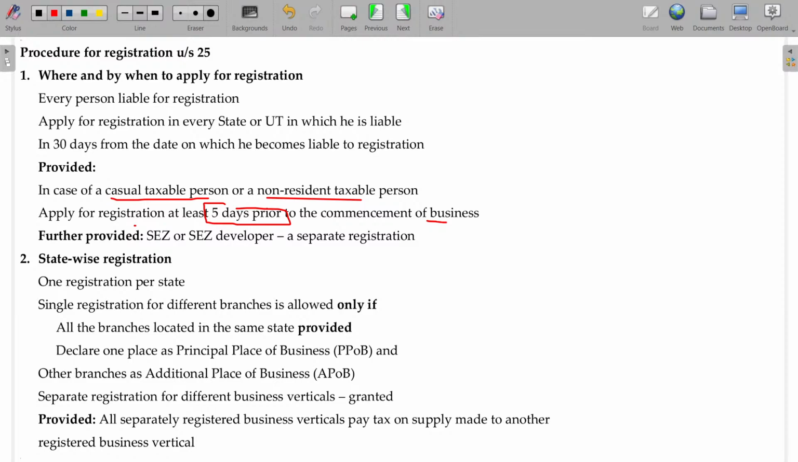Usually from the date of liability, within 30 days, but in case of CTP and NRTP, you have to apply 5 days prior. Is that clear?